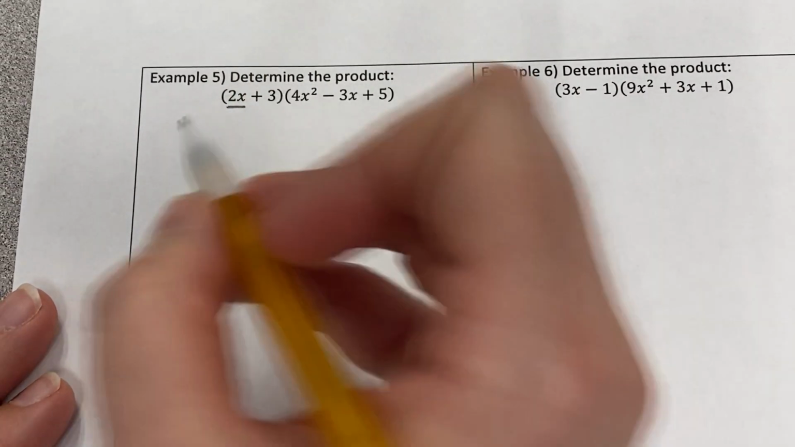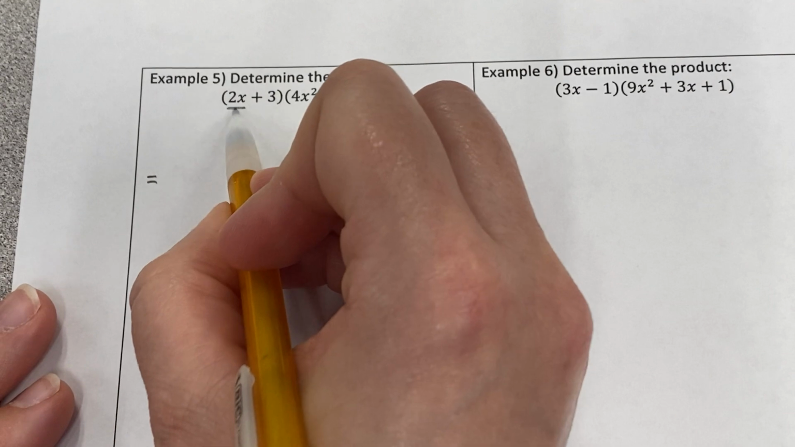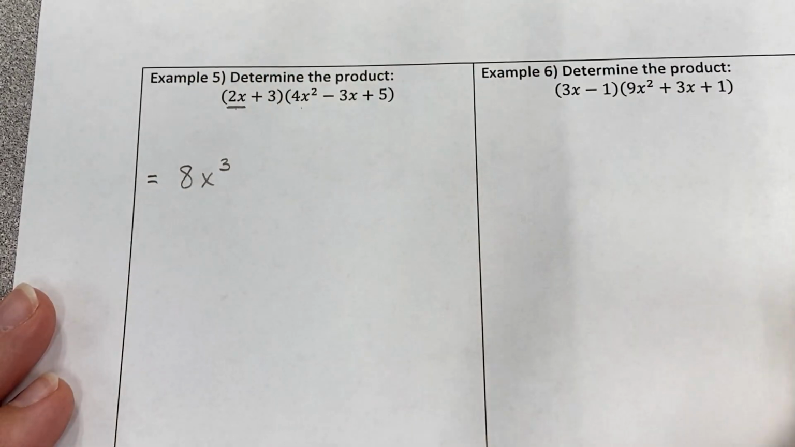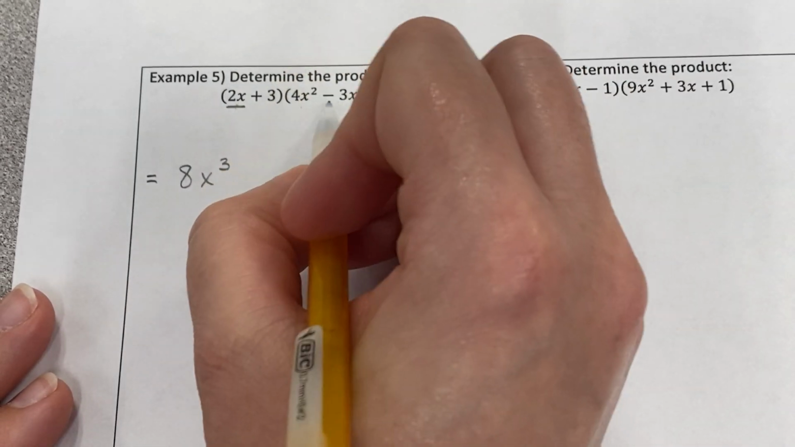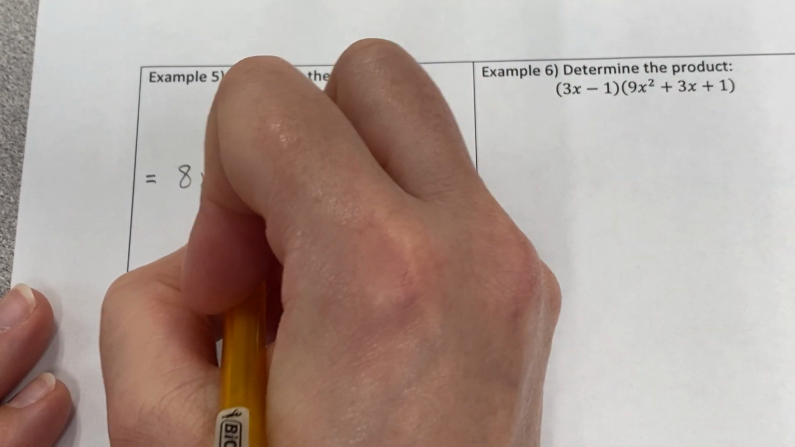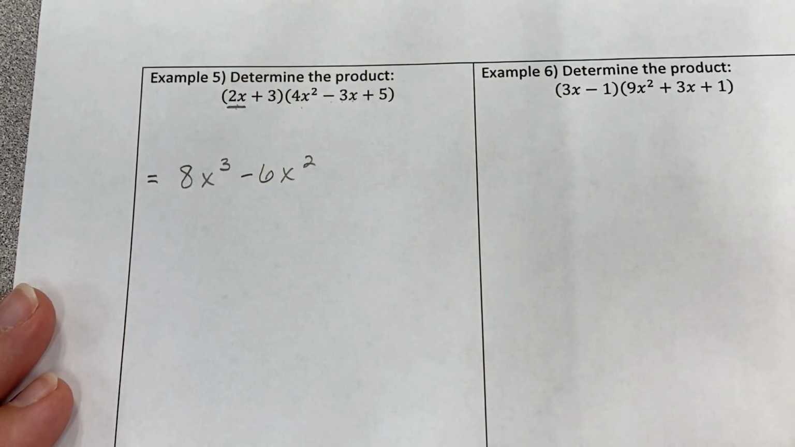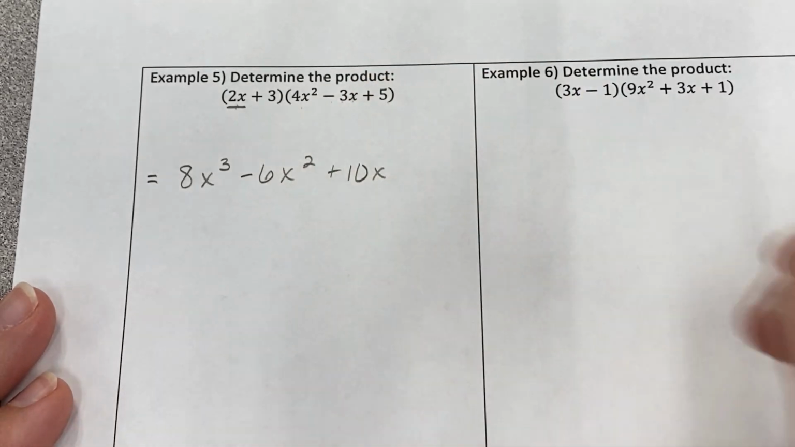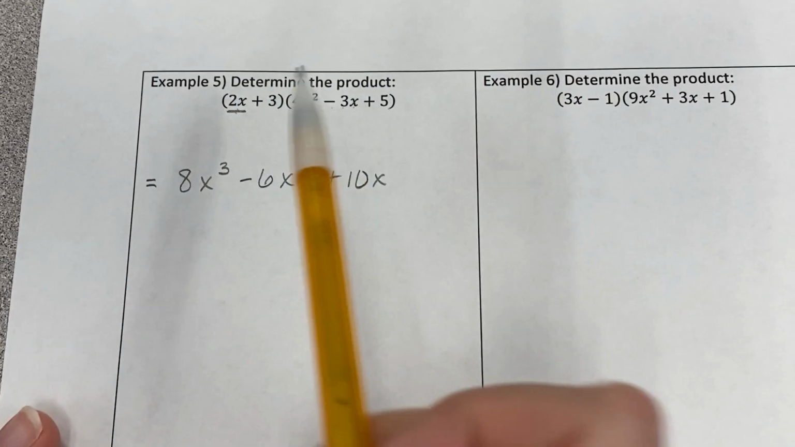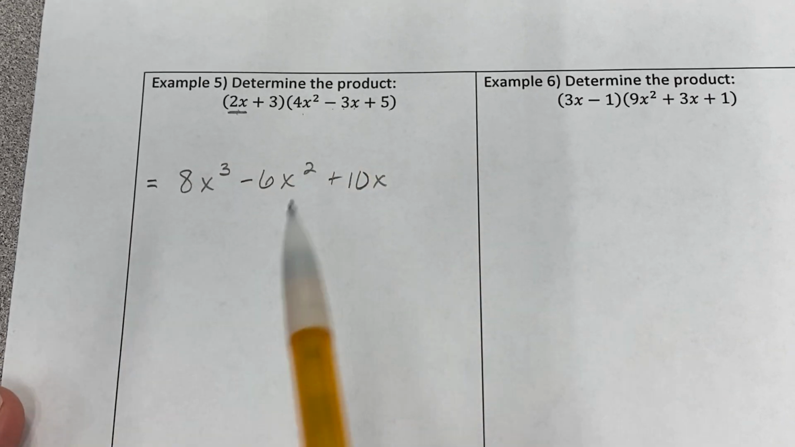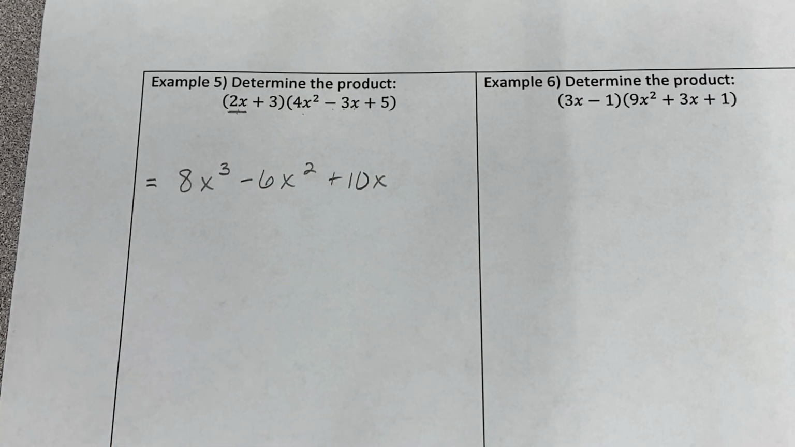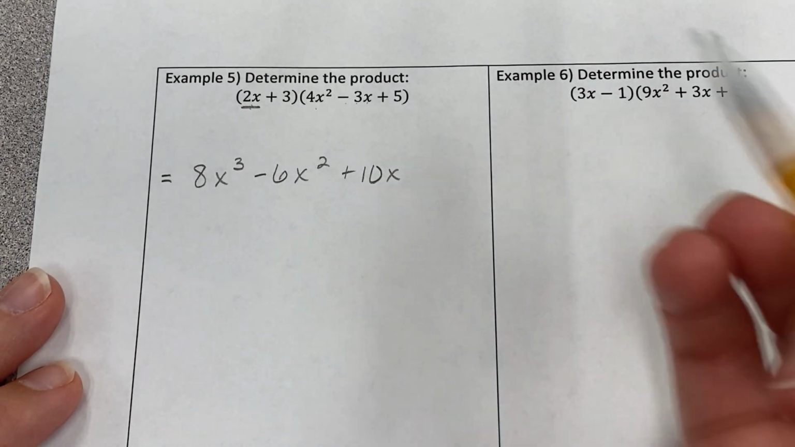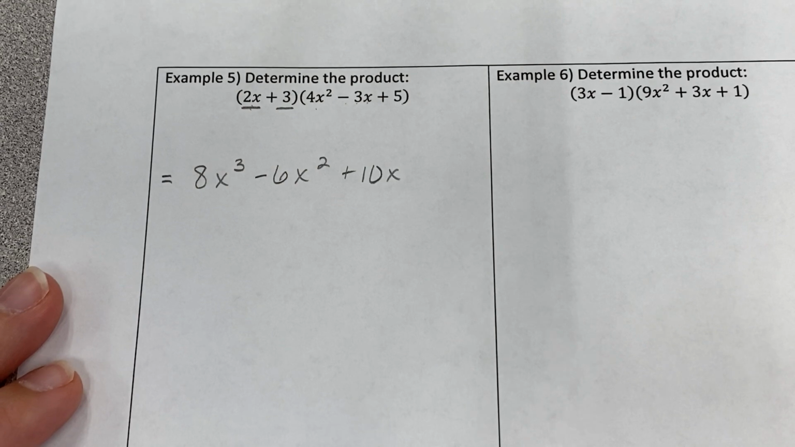First, we distribute this 2x. So 2x times 4x squared, 8x to the 3rd. 2x times negative 3x squared is negative 6x squared. And 2x times 5 is 10x. Now, since these are getting a little longer, this time, you know, I have 2 terms here and 3 terms here. I'm going to end up with 6 because 2 times 3 is 6. I'm going to start lining them up according to their like terms. So I'm going to start working vertically.